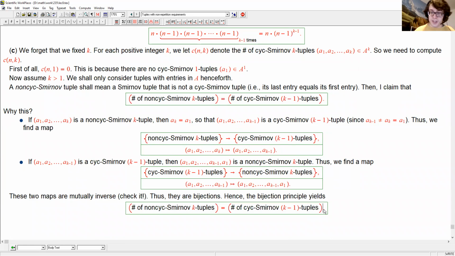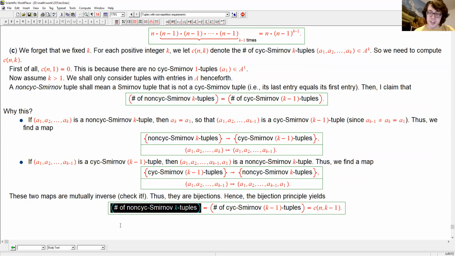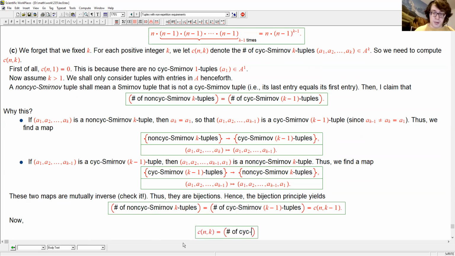Okay, and this number is C of n, k minus 1, because we defined it this way. So we wanted to find this number of 6 Smirnov k-tuples. Instead, we have found the number of non-6 Smirnov k-tuples. Looks like a detour, but actually it's a useful detour. It's a detour that takes us to where we want to go. So now C of n, k is the number of 6 Smirnov k-tuples.